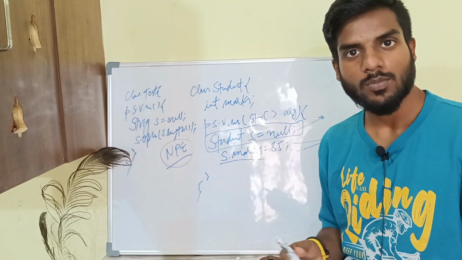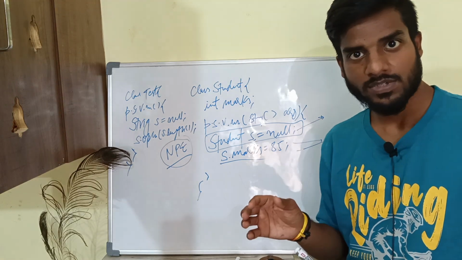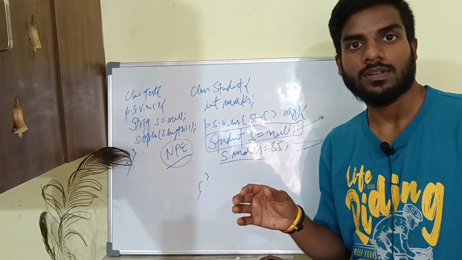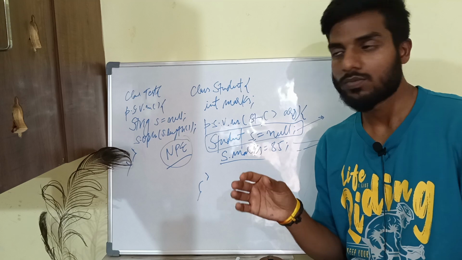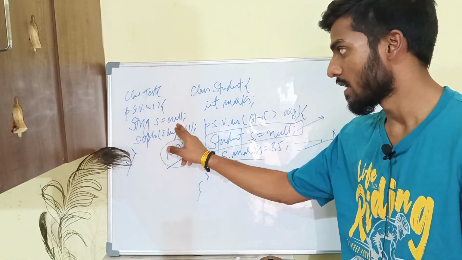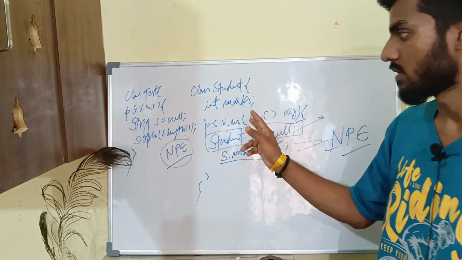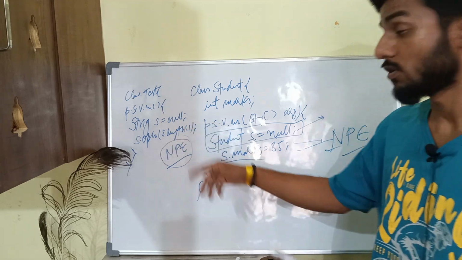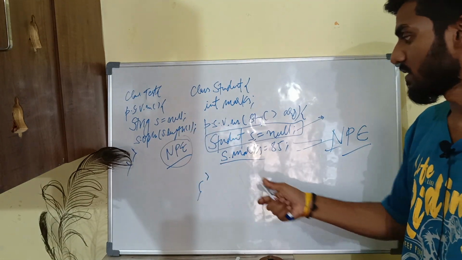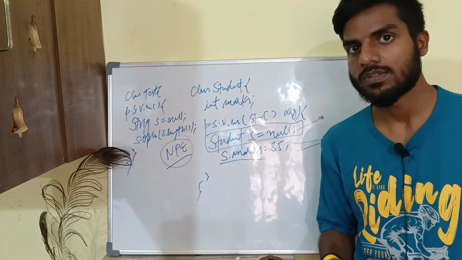Then what is null pointer exception? It is an exception, a runtime exception, that occurs when we are trying to perform any operation on an object that has a null reference. You are trying to perform an operation, you are trying to modify an object, but the reference is null. In that case we will get a null pointer exception. That's all about the null pointer exception.